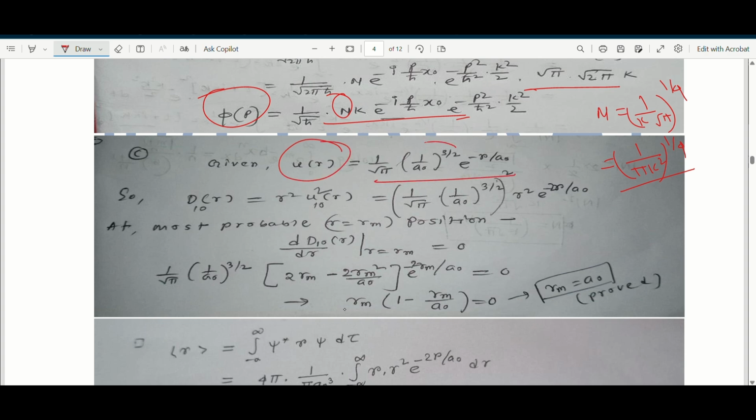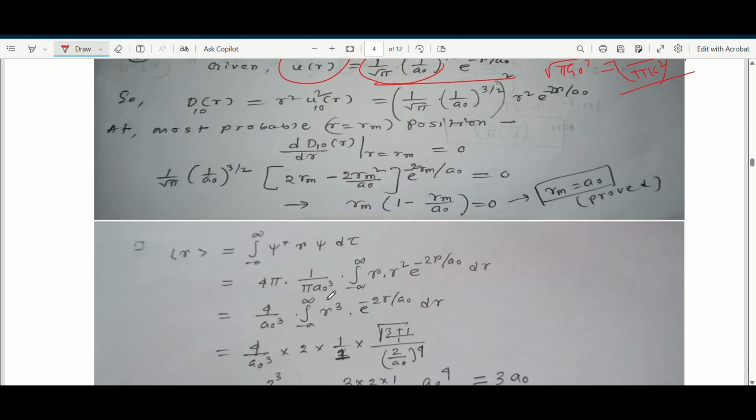So we can write this in terms of 1 divided by root over pi a naught cube. This is the general form. Now, if you are given that this is the ground state in terms of UNR or UNL, what will be the probability distribution corresponding to this state?